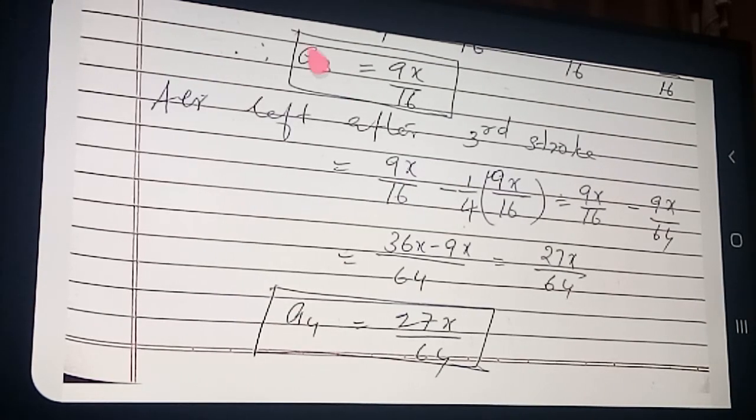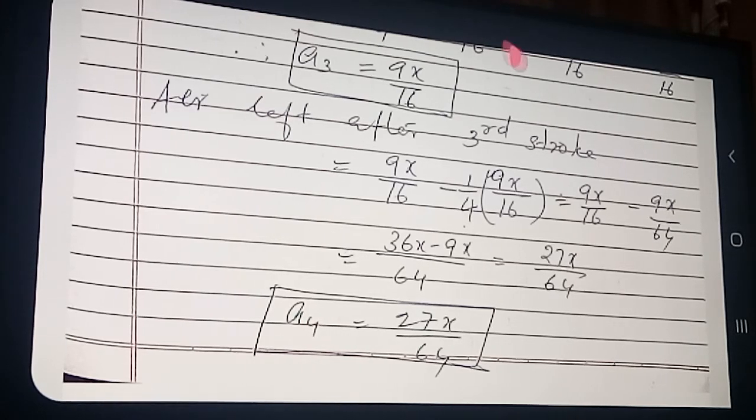Okay students, I simply explained this A1, A2, A3, A4 for you, because this is the only sum that is a little problematic; the remaining ones are all easy.